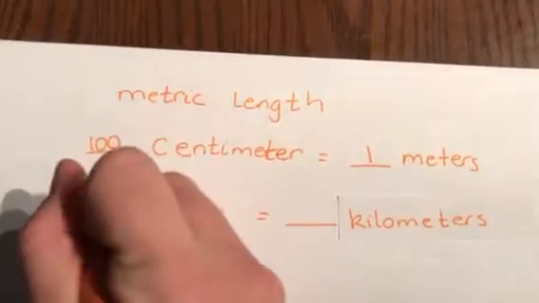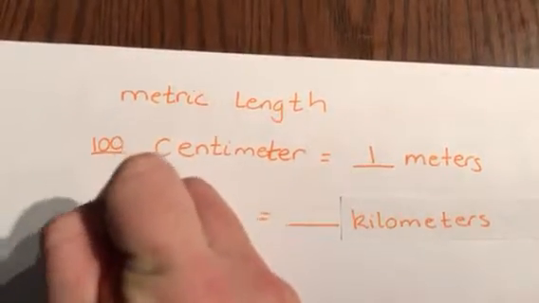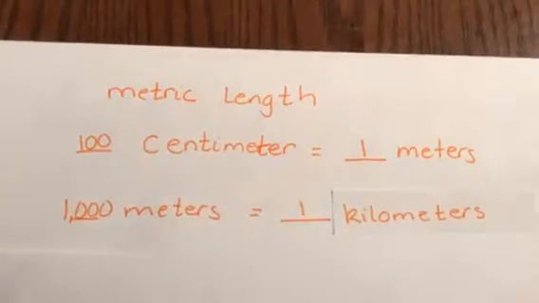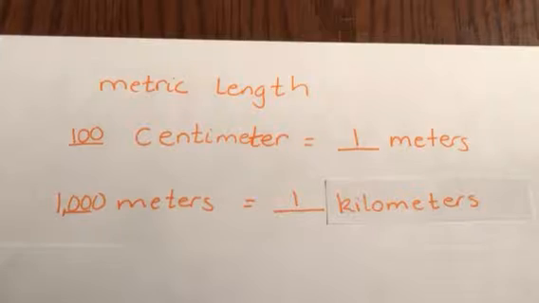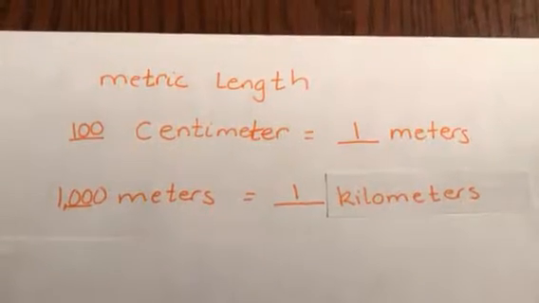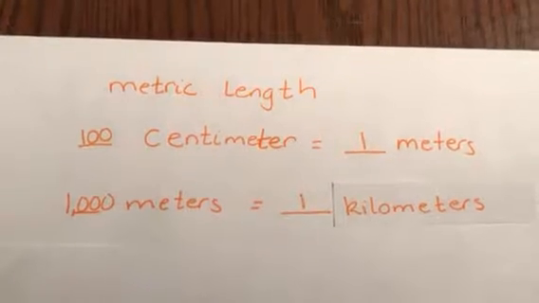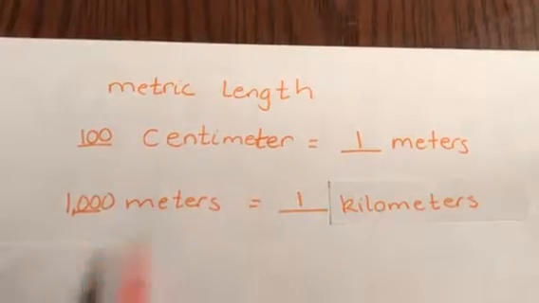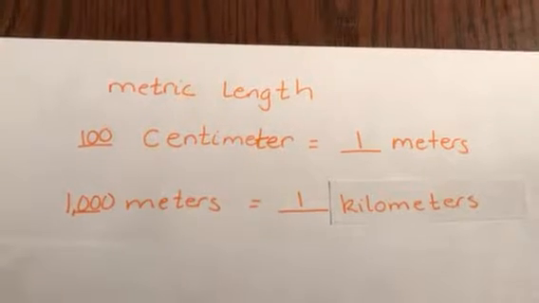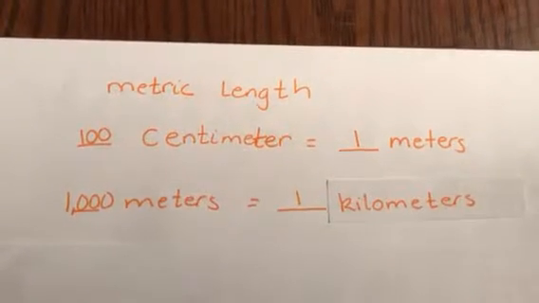If we have meters, 1,000 meters, we will have 1 kilometer. So 1 kilometer is equal to 1,000 meters. This is another really good thing just to try to memorize. So pause the video and just review these conversions here so you can remember that 100 centimeters equals 1 meter, 1,000 meters equals 1 kilometer.